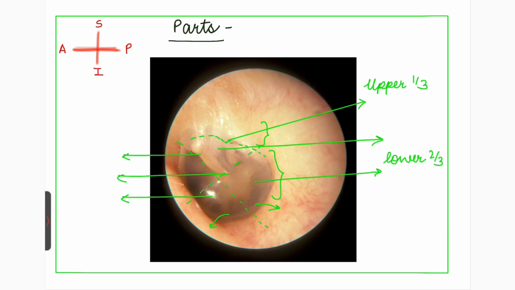When we study the tympanic membrane, we study it in four quadrants. These four quadrants are posterior-superior, posterior-inferior, antero-inferior, and antero-superior.